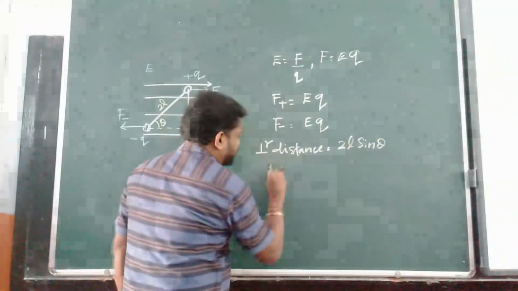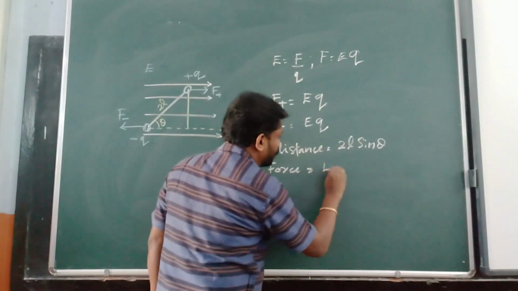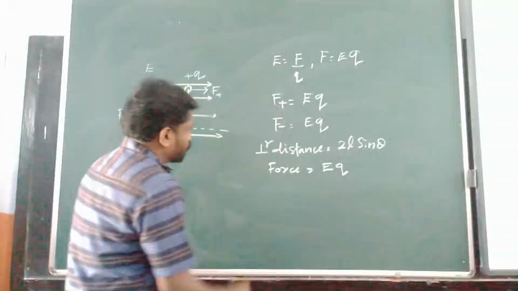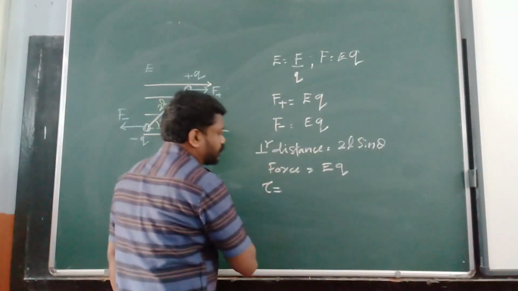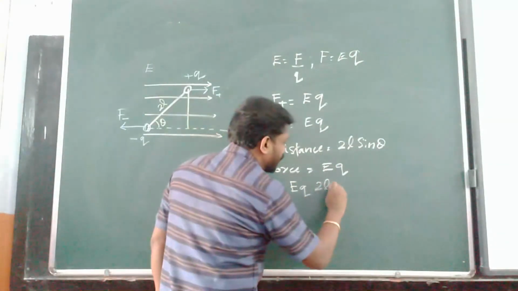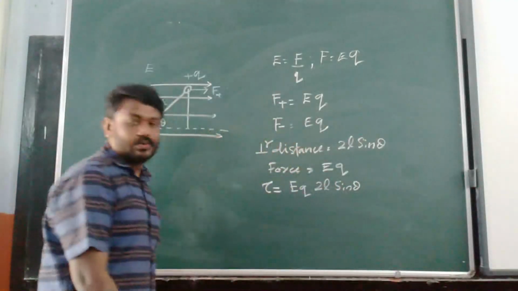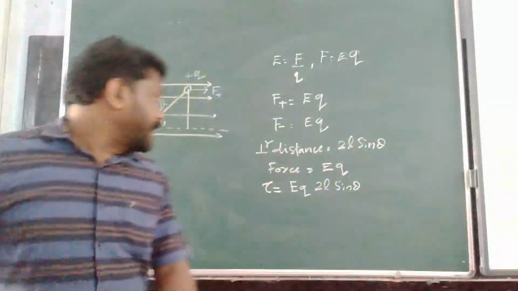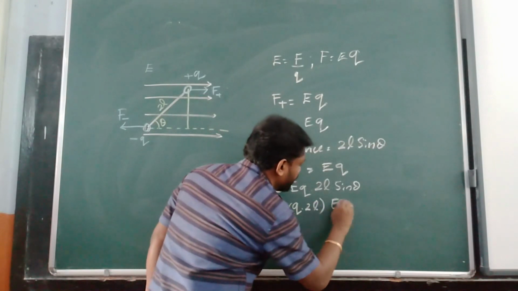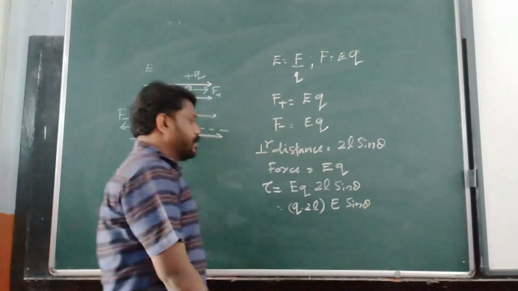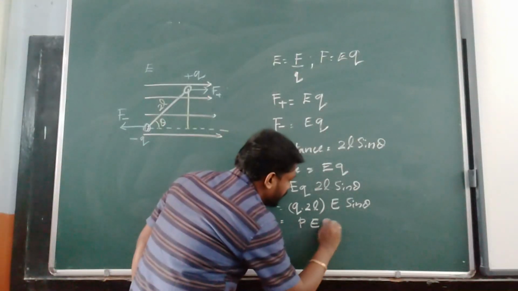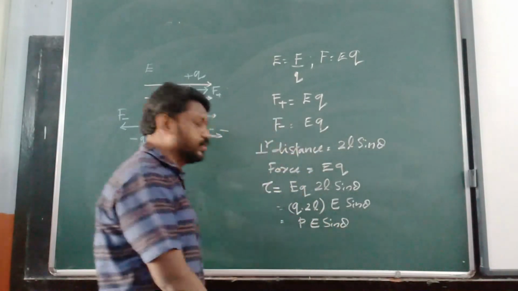And the force acting, you can consider, is equal to E into Q. So the torque is equal to EQ into 2L sin theta. You can take Q into 2L together, into E sin theta. What is Q into 2L? Yes, that is P. So that will come as P into E into sin theta.